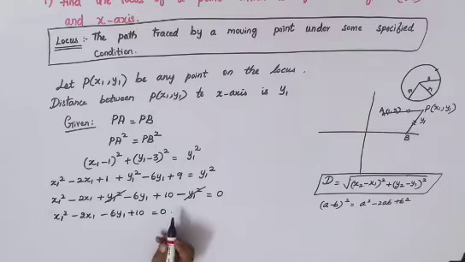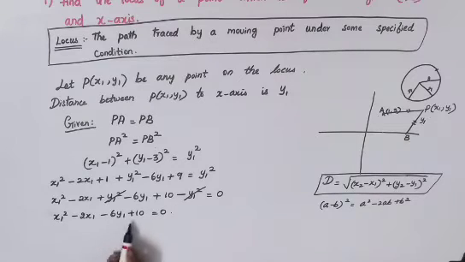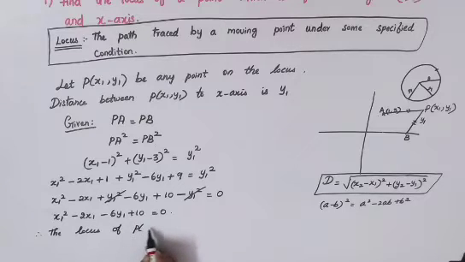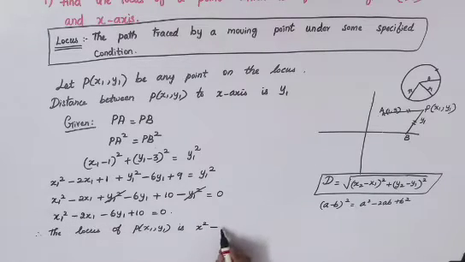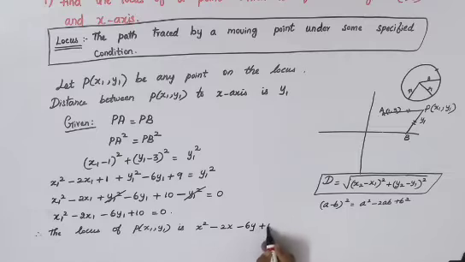Therefore the locus, if you want to write your locus, convert your x1, y1 to x, y itself. So therefore the locus of P of x1, y1 is: here x1 square means you can write it as x square, minus 2x1 means 2x, minus 6y1 means minus 6y, plus the 10 as it is, which is equal to 0. So this is the answer for your first question.